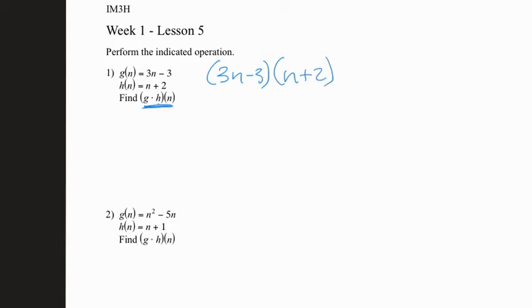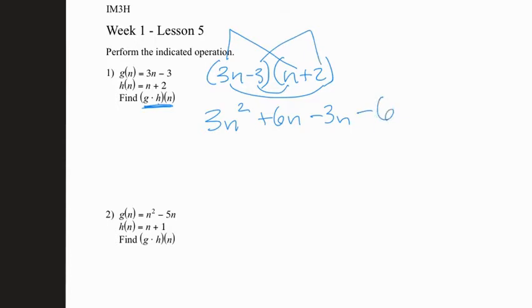Depending on who you had for your prior classes, this is known as foiling, and there's a couple different ways to do it, depending on which teacher you had. Some of you may have learned actual FOIL, right? So the first terms multiplied together are 3n squared. The outer terms multiplied together are positive 6n. The inner terms multiplied together is negative 3n. And the last terms multiplied together is minus 6. And then these two are like terms, and you end up putting those together. Okay, so you may have learned it that way.